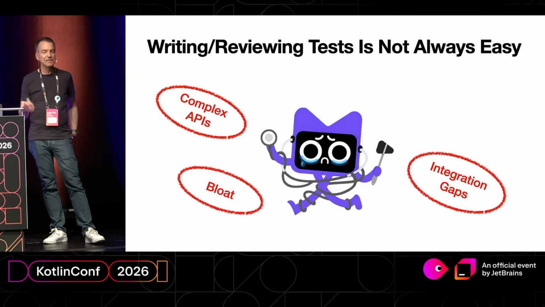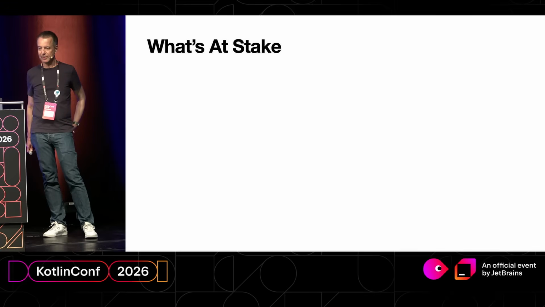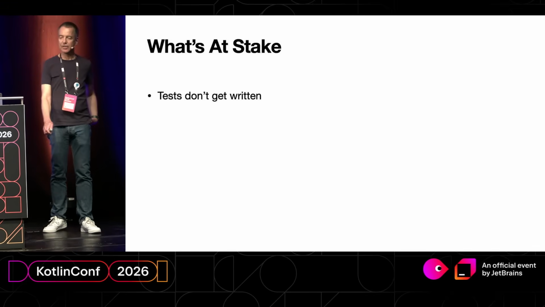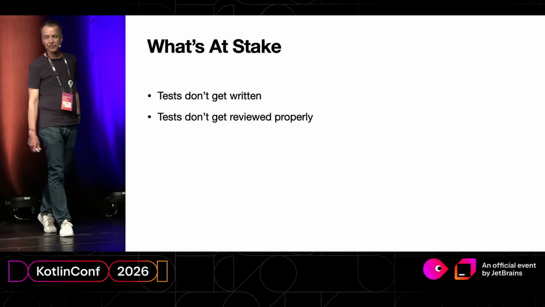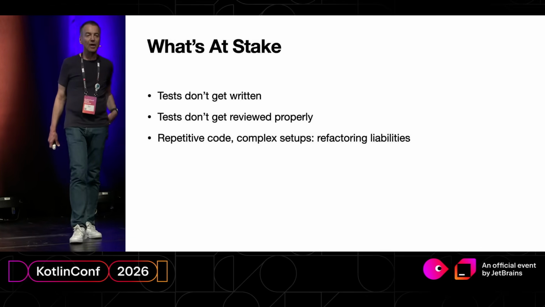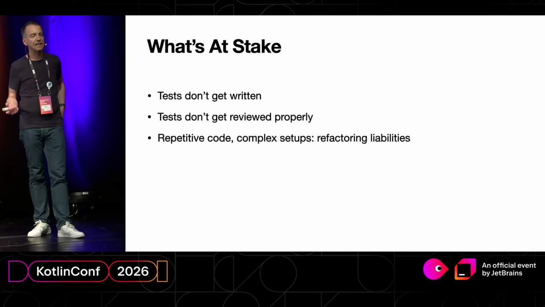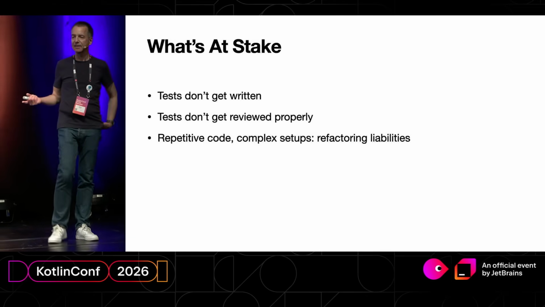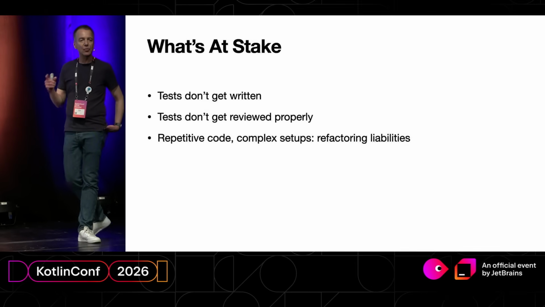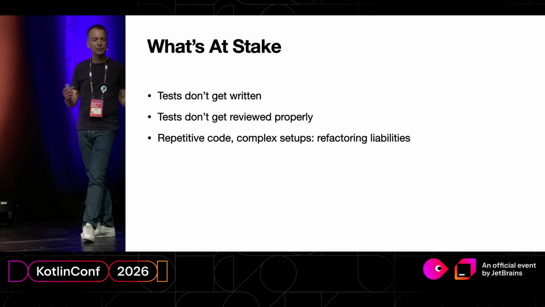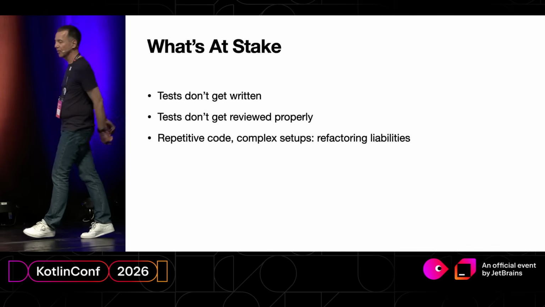And if these things happen, pushbacks creep in, so tests don't get written, or they don't get reviewed properly. When we have repetitive code or complex setup, these become refactoring liabilities over time, right? Whenever we want to change our system, we need to review our test setup, whether it still matches what we changed.